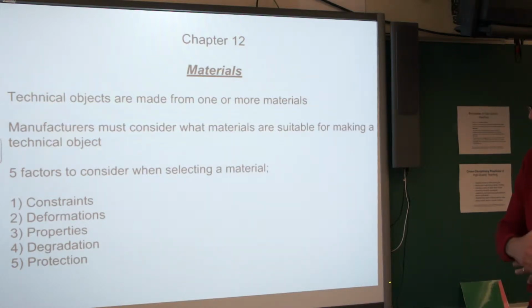Technical objects are made from one or more materials, and when manufacturing we must consider factors such as constraints, deformations, properties, degradation, and protection.